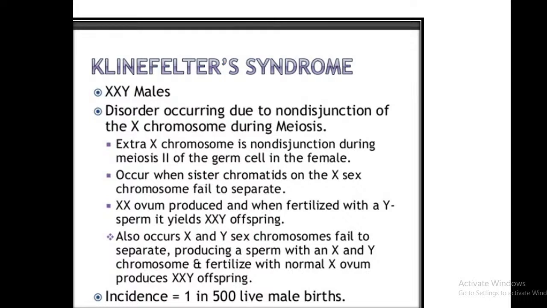Now next is Klinefelter syndrome. Klinefelter syndrome patients are XXY males, and it is a +1 or trisomic condition, a trisomic anomaly. Klinefelter syndrome is an X chromosomal trisomy anomaly. And this extra chromosome arises from non-disjunction during the meiosis of the germline cell.